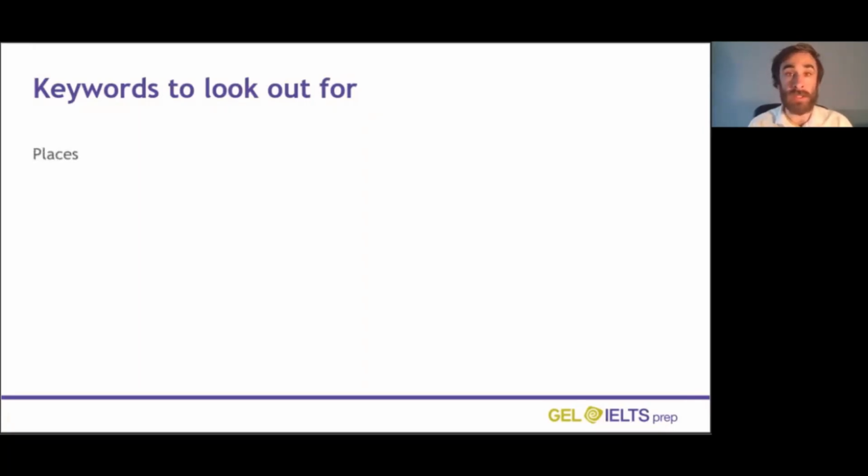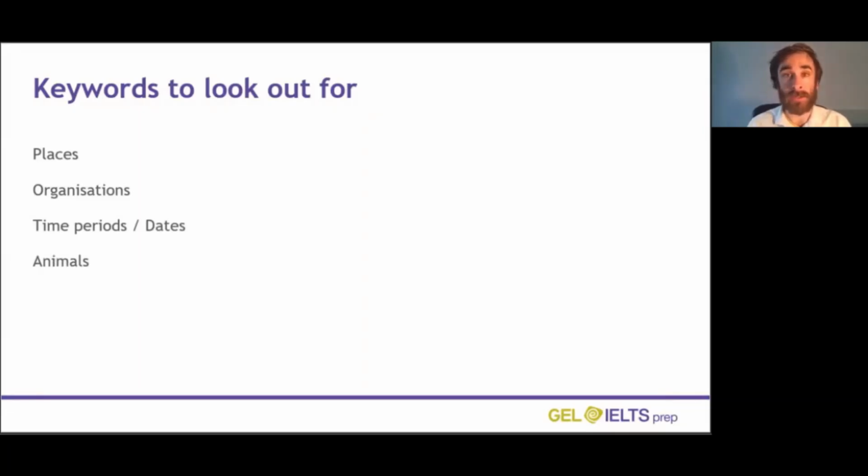So let's think about what kind of keywords we should be looking out for. One of the main ones is, of course, places. Look for countries, look for towns, cities, locations in general. Organizations, so this could be companies or charities or groups which are trying to achieve something. There will often be multiple examples of these in one text. Time periods and dates. These are often very important for locating information in the text which corresponds to the question.